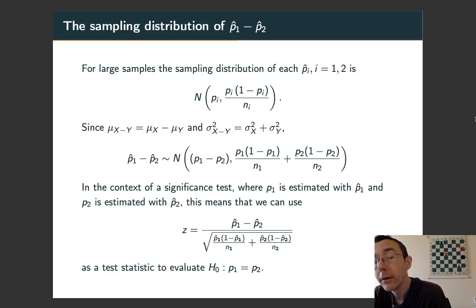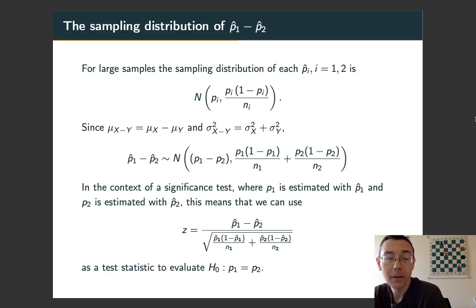Next, we need a little bit of old knowledge about linear combinations of random variables. The expected value of a difference in random variables is the difference in the expected values, and the variance of a difference in random variables is the sum of the individual variances. So using that knowledge, we can write the distribution of P1 hat minus P2 hat. We know it's going to be normal. The sum or difference of normal random variables is again normal.